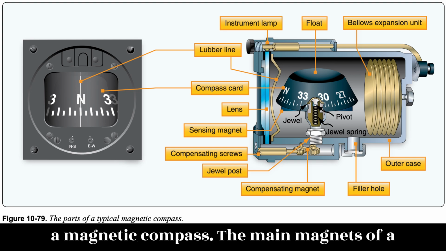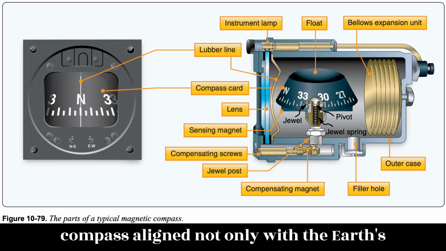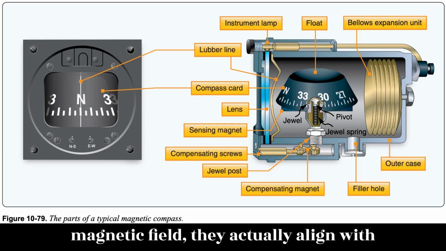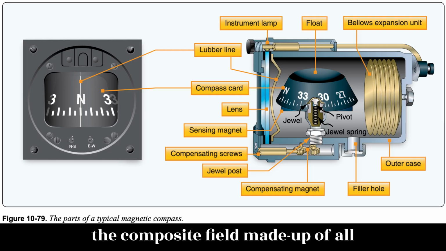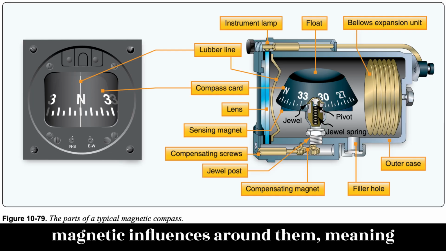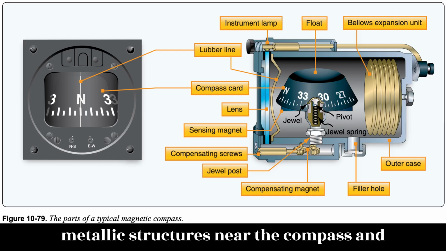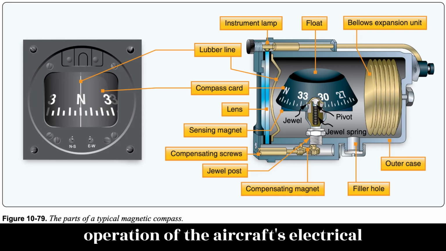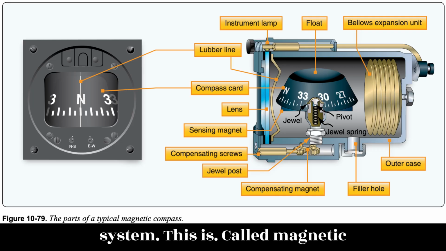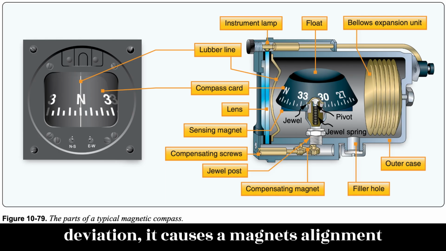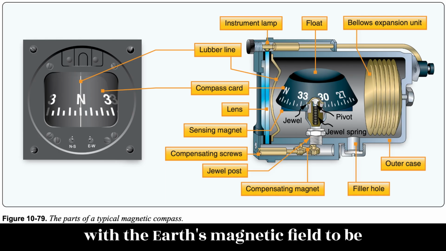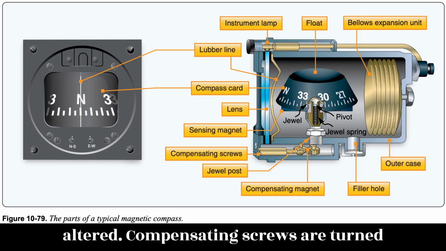The main magnets of a compass align not only with the Earth's magnetic field, they actually align with the composite field made up of all magnetic influences around them, meaning local electromagnetic influence from metallic structures near the compass and operation of the aircraft's electrical system. This is called magnetic deviation. It causes a magnet's alignment with the Earth's magnetic field to be altered.